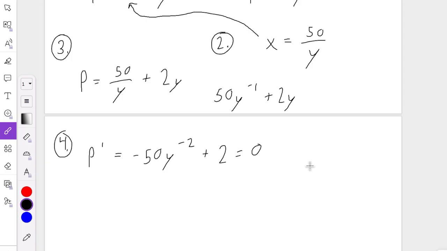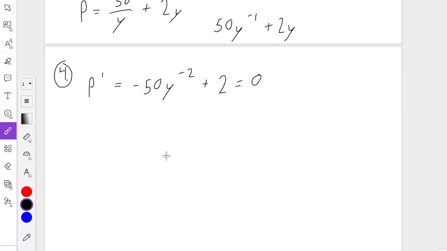The next thing I'm going to do is, in order to solve, this -2nd power is kind of kicking my butt here. I really don't like it. So what I'm going to do is I'm going to rewrite it as -50 over y squared. And now that, I actually moved it back to the denominator. The reason why I'm doing this is because it's easier for me to solve this way. So watch what I do next.